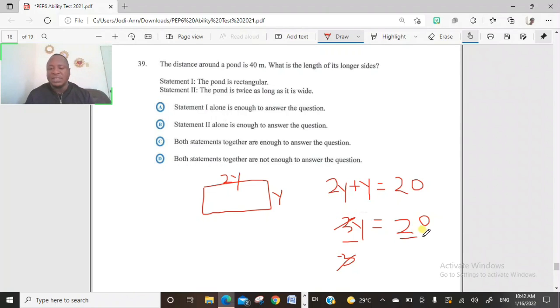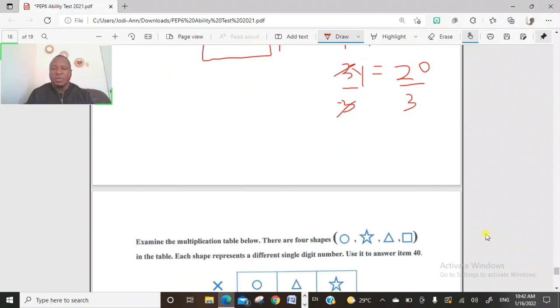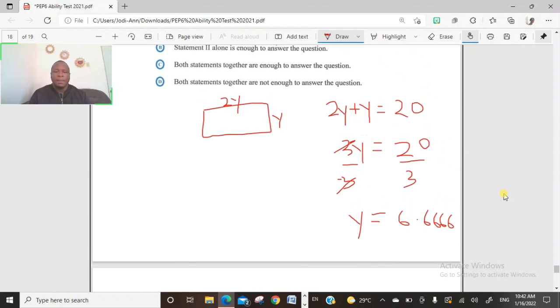Divide numerator and denominator by 3. Y alone is left. And this side by 3, we should get 6.6666. So y would be equal to 6.66666. We will continue with sixes until forever, right?